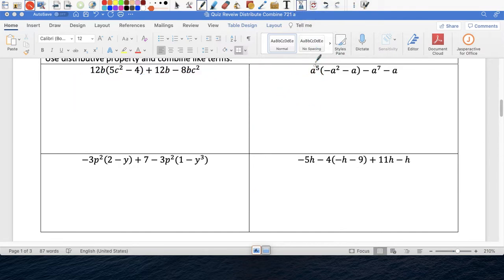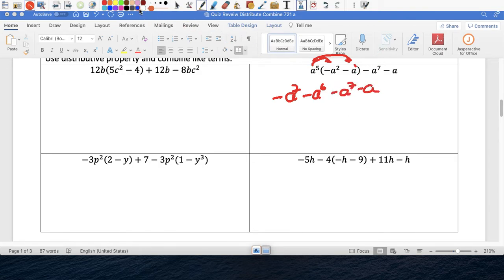A fifth, so okay, the distributive property. So we're multiplying. A fifth times a to the second is negative a to the seventh power. A fifth times negative 8 is negative a to the sixth power. Remember, we keep the base and add the exponents, and then minus a7 and minus a.